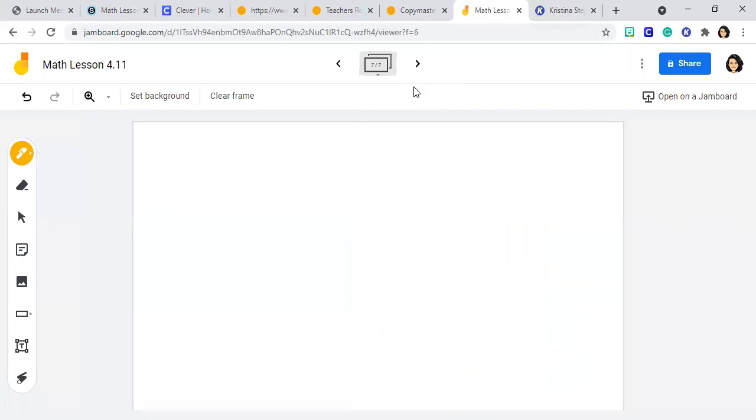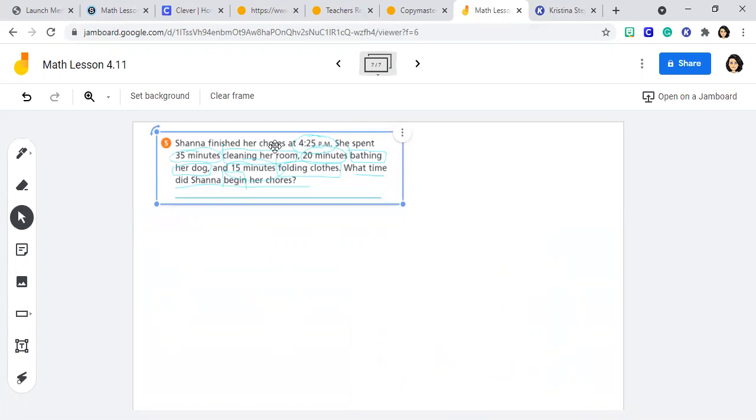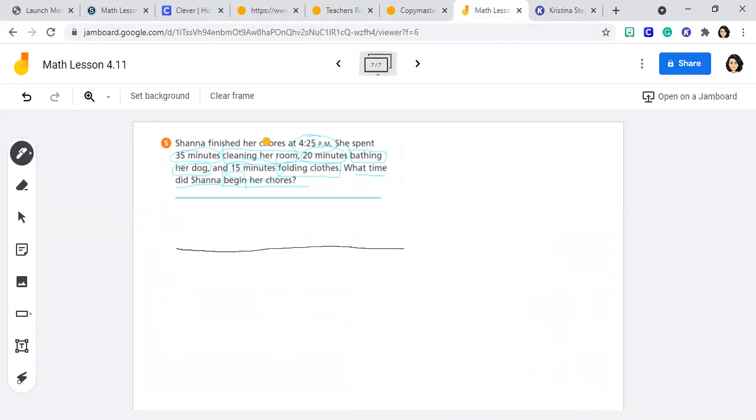I put that clock there just in case I wanted to have it again easy. So we've already annotated. Now we've got to show our work and what we're thinking with some sort of a math drawing. So we know that she finished at 4:25 p.m. So I'm going to draw a number line, and I'm going to put 4:25 p.m. all the way here because that's where she ended. We're going backwards this time. So I'm going to just jump backwards 35 minutes. 30, and then I'm going to do 5.